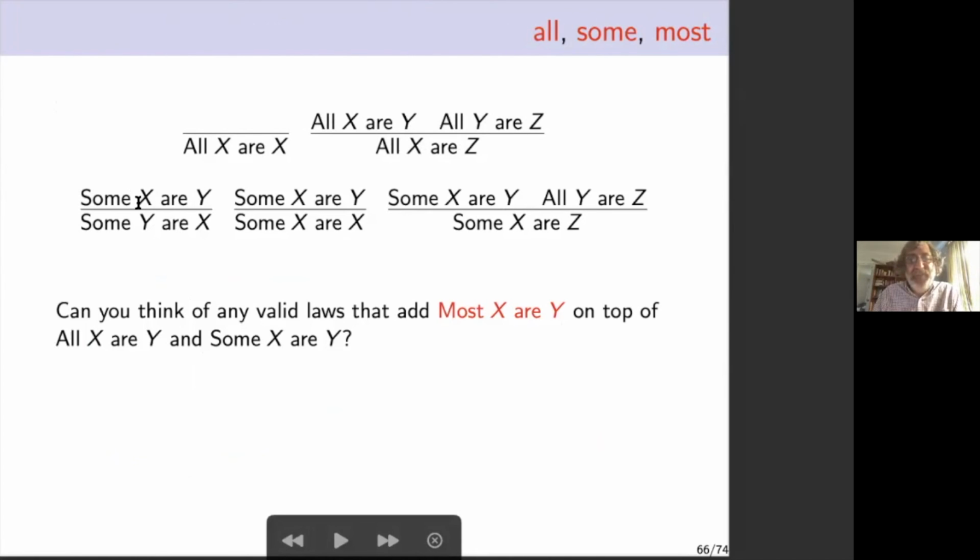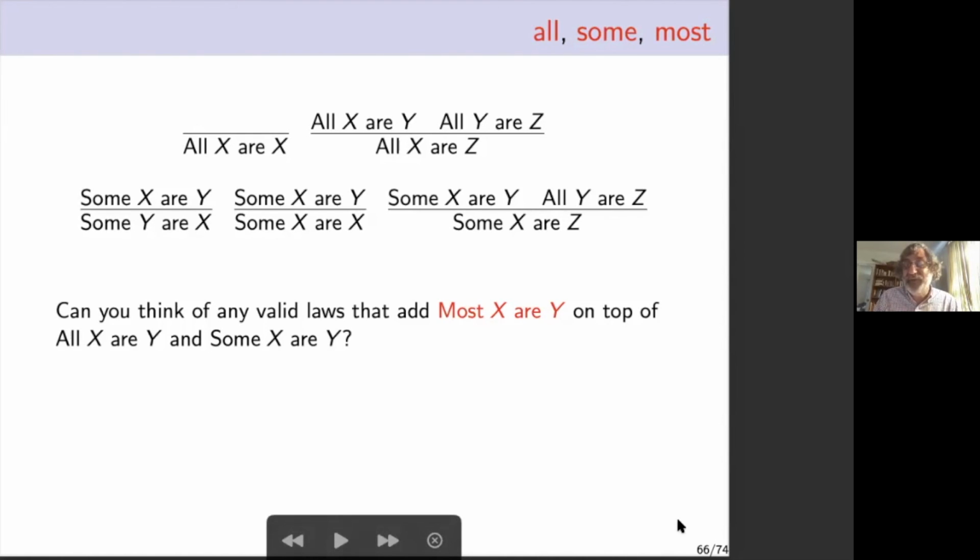Here's the some rule: some X are Y, it follows that some Y are X. That's called conversion. If some X are Y, it follows that some X exist. And if some X are Y and all Y are Z, it follows that some X are Z, and this is the syllogism Darii. So supposing I add most here.